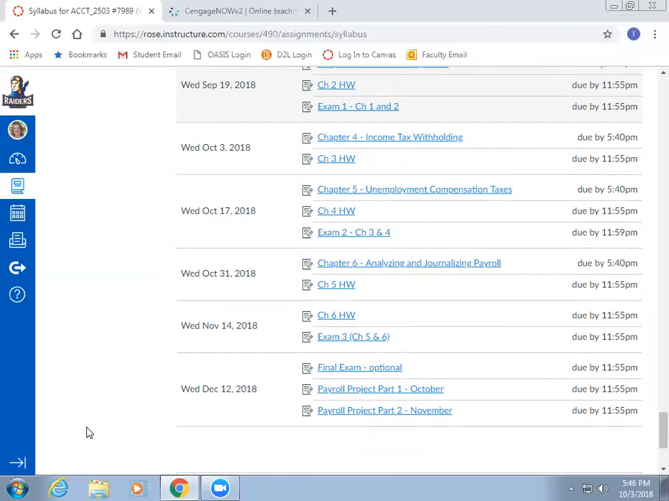And then the next Wednesday, I actually originally had, I believe, I think I changed that Chapter 5. That Chapter 5 has been moved. The Chapter 5 Unemployment Compensation Tax will actually be due Wednesday, October 24th. That is reflected in Cengage. I need to change it on Canvas. It doesn't change it automatically. So I will change that.